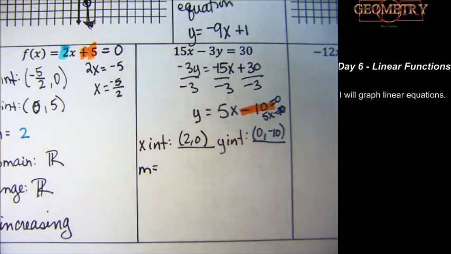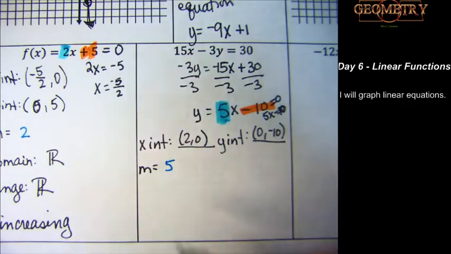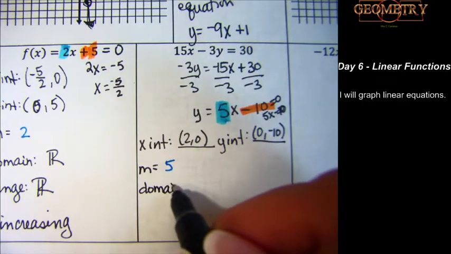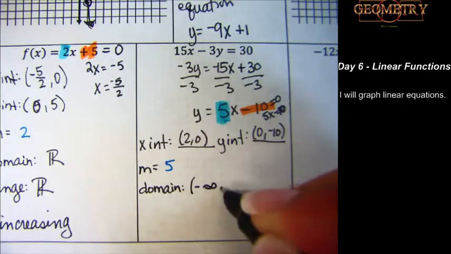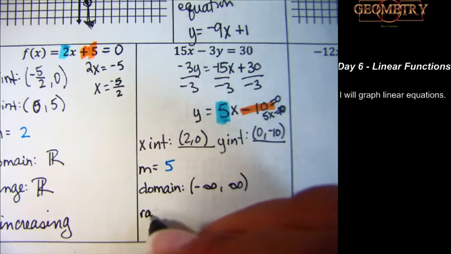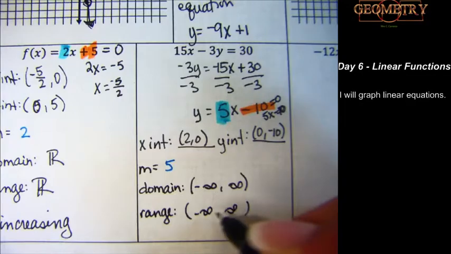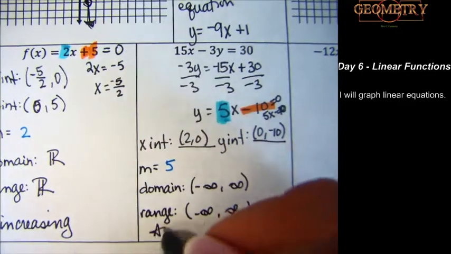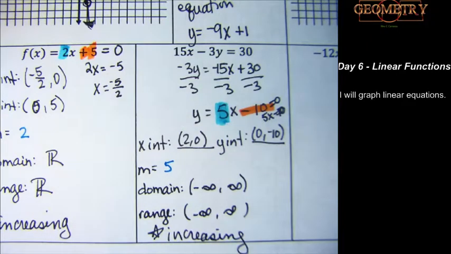What's my slope? 5. There it is. My slope is 5. My domain? All the real numbers. I'm going to write this one in interval notation this time. And what's my range? Yes, indeed. Increasing or decreasing? Increasing. Very nice. Not too hard, huh? Good.